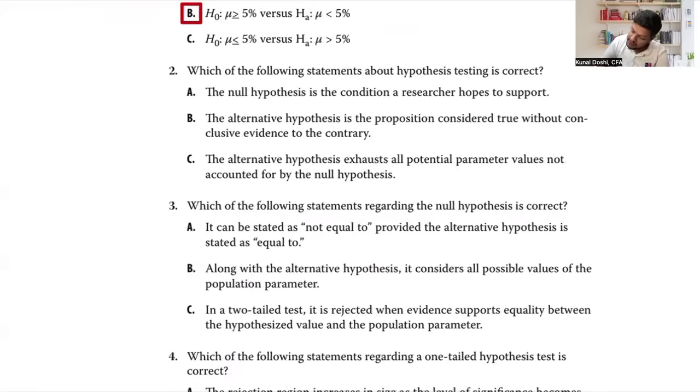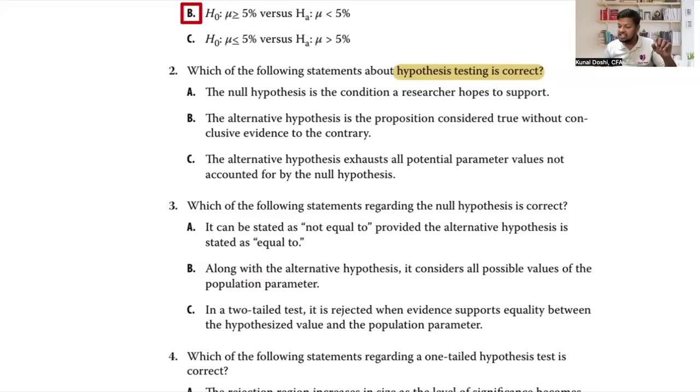Next, which of the following statements about hypothesis testing is correct? The null hypothesis is the condition that a researcher hopes to support. See, the researcher always wants to prove that the null is rejected. If the null is rejected, automatically the alternate is accepted. But statistically, we cannot say the alternate is accepted. So that's why we use two statements. The null is rejected or failed to reject. Now in hypothesis, we are actually trying to prove the alternate, and that is only possible if the null is rejected. So here the question, which of the following statements about hypothesis testing is correct?